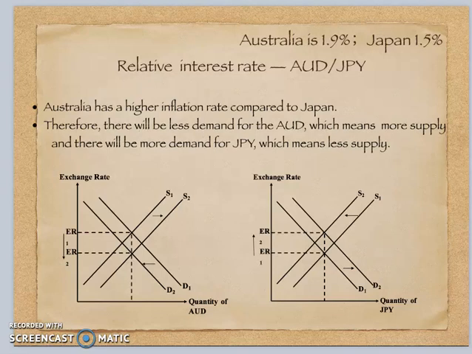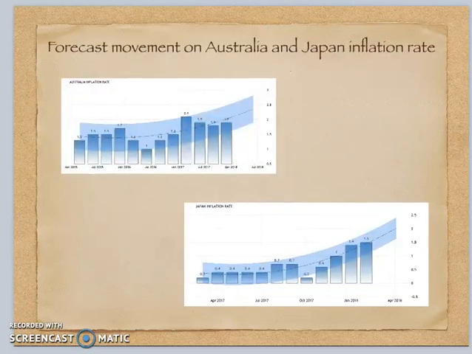Back to the relative inflation rate for Australian dollars to Japanese yen. Australia has a higher inflation rate compared to Japan. Therefore, there will be less demand for the Australian dollar, which means more supply, and there will be more demand for Japanese yen, which means less supply. For the forecast movement on Australia and Japan inflation rate from the two figures, we can see the Australian dollar and the Japanese yen both have an increased trend in the inflation rate, so the trend will have the possibility to increase in the future.